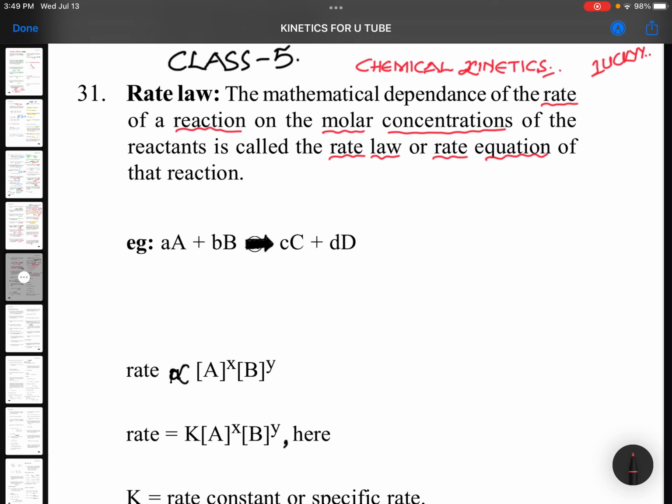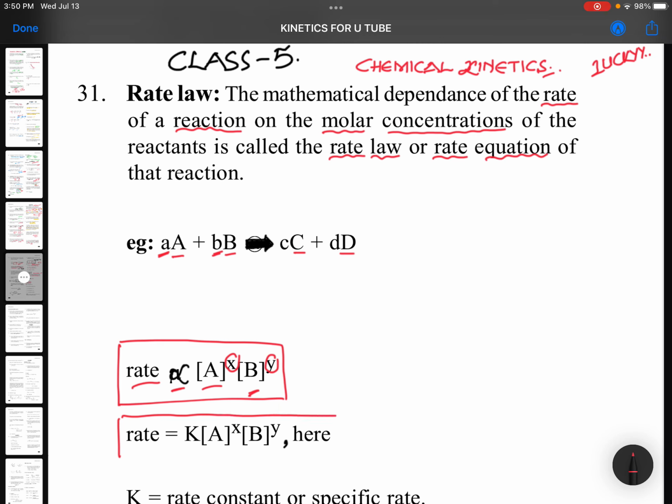Rate law is when you see a reaction like A plus B gives C and D, for example. Here, small a moles of A and small b moles of B are given. The rate is directly proportional to [A] to the power of some x, [B] to the power of some y. This expression is called rate law. Or if you remove the proportionality mark, you can take one constant: rate equals k into [A]^x [B]^y.